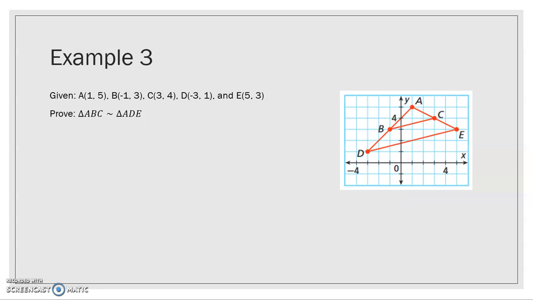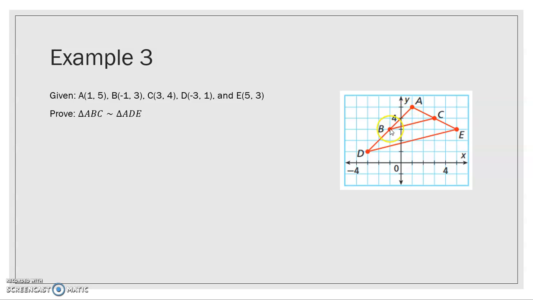Okay, so in example 3, they have given us a graphed figure with these ordered pairs, and they want us to prove that the triangles are similar. Now, there are some shortcuts to similarity, but my favorite shortcut is angle-angle similarity. And in angle-angle similarity, you just have to show that there are two congruent angles.